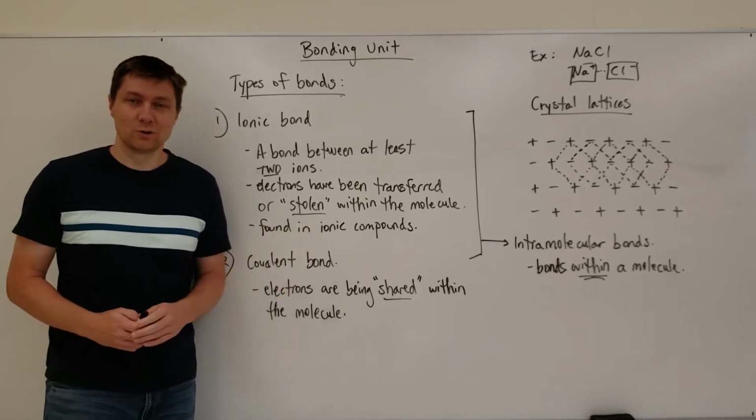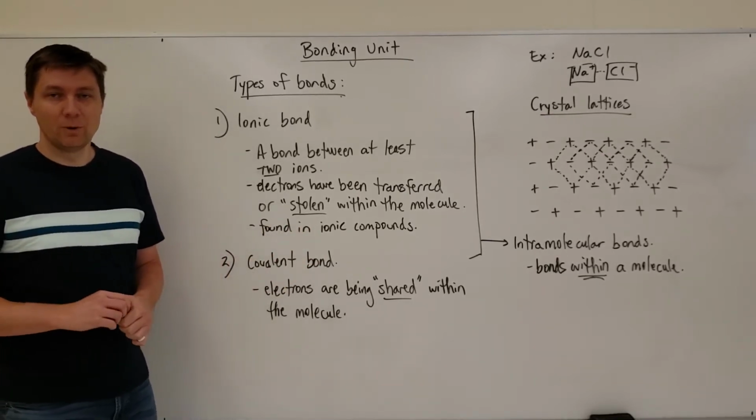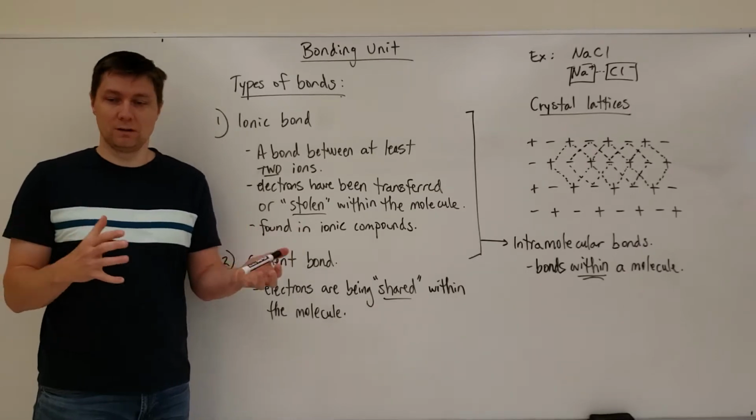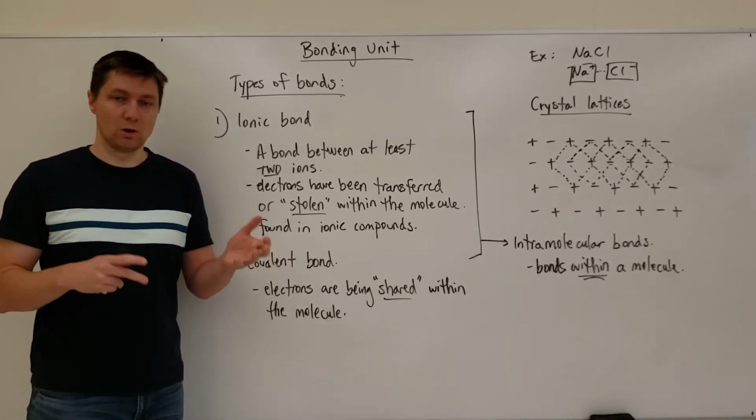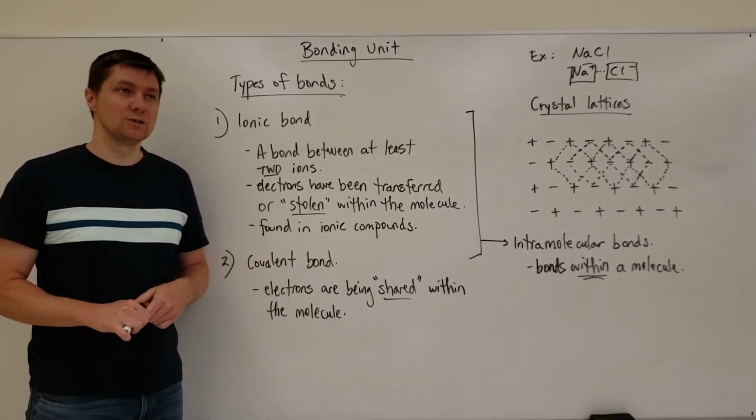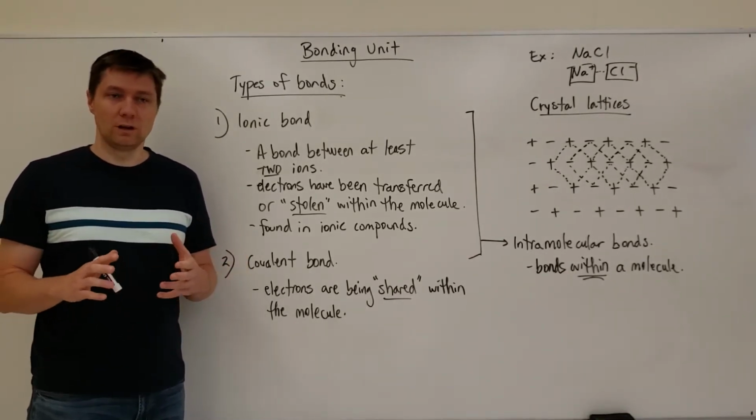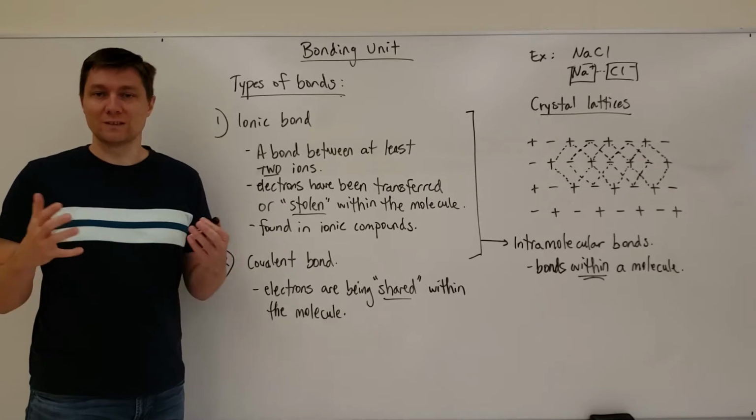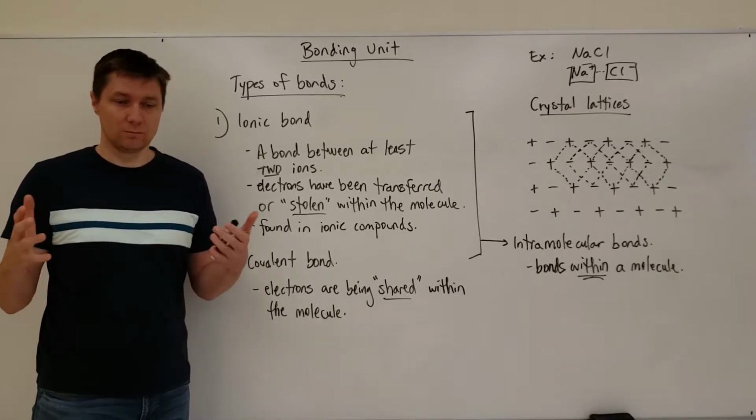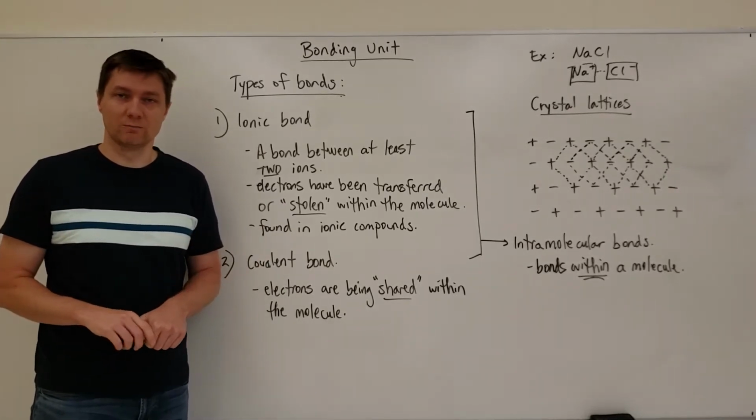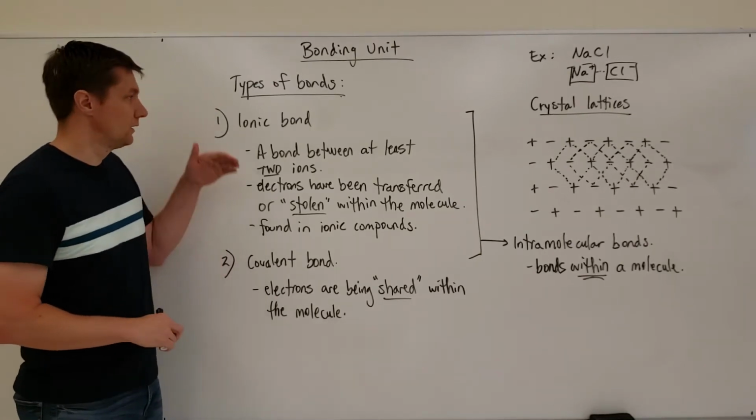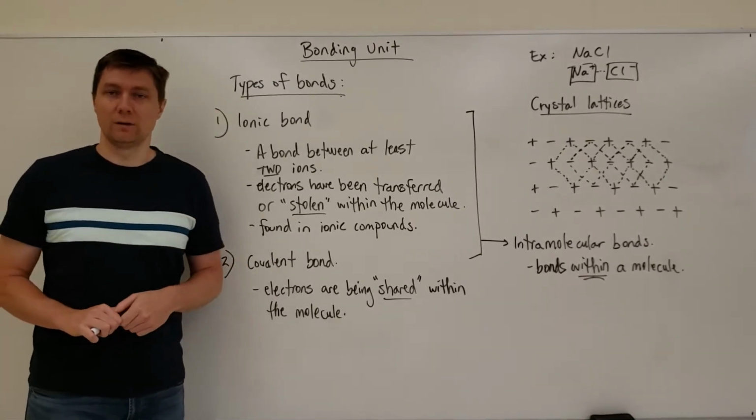Hey everybody, so we're going to start the bonding unit, and the bonding unit focuses on bonding of atoms within molecules and molecules to molecules. And so we're going to really focus on that stuff, but to give you a base for the unit moving forward, there's two basic types of bonds that are the most talked about types of bonds in chemistry, and it's an ionic bond and a covalent bond.